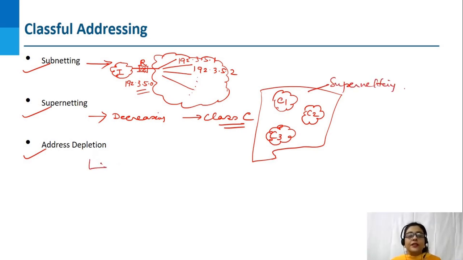Now, as we have seen, the address space is decreasing, and there is a serious drawback of classful addressing. So, due to this depletion of address space, we now move over to IPv6 addressing, which is 128 bits. We will see more about IPv6 addressing in later videos.